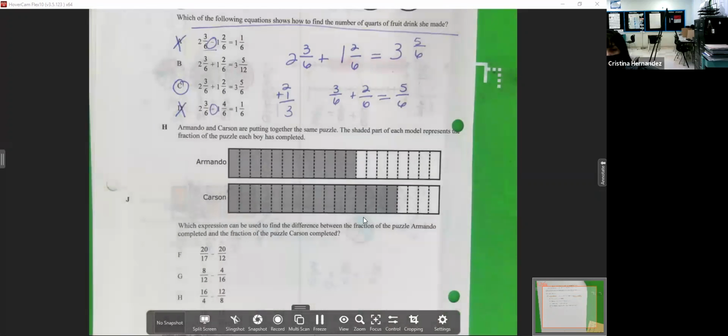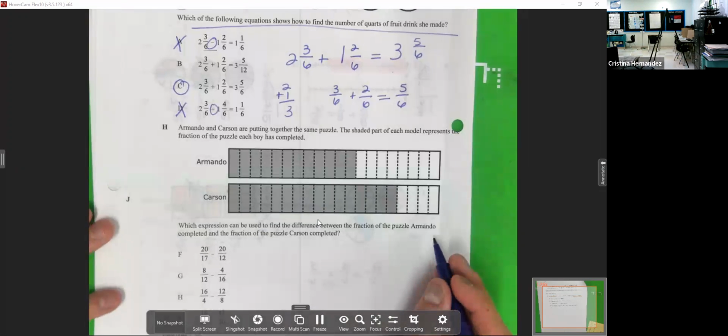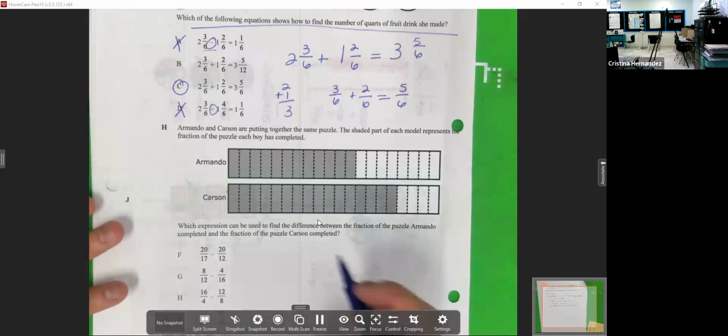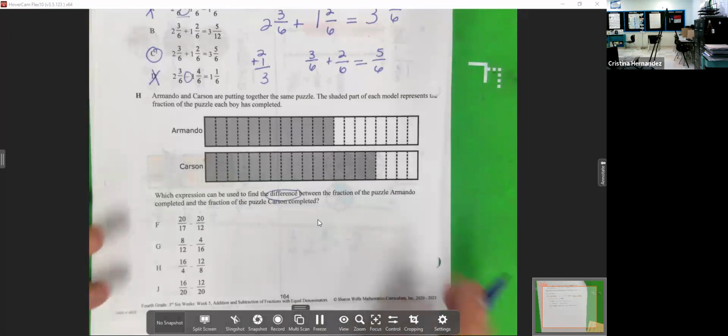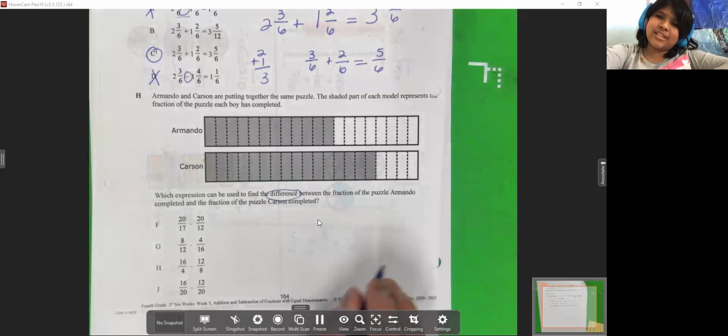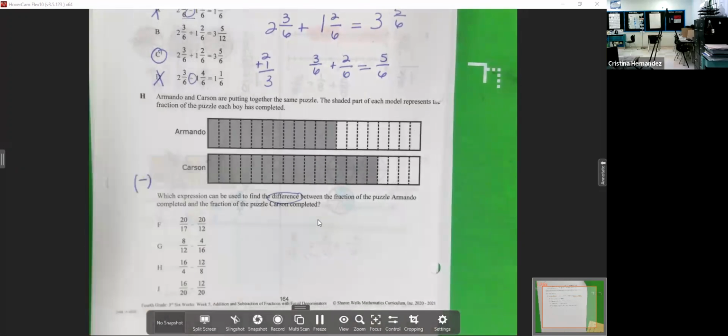Armando and Carson are putting together the same puzzle. The shaded part of each model represents the fraction of the puzzle each boy completed. Which expression can be used to find the difference, keyword difference, between the fraction of the puzzle Armando completed and the fraction Carson completed? What does difference mean? Subtraction.